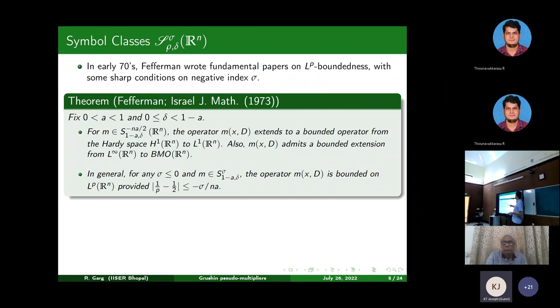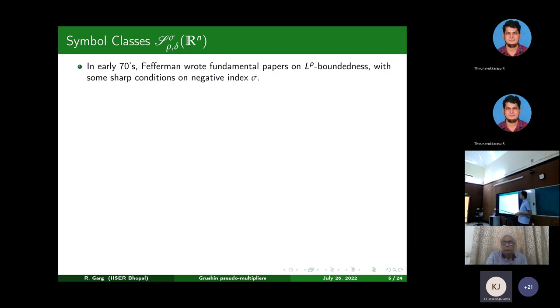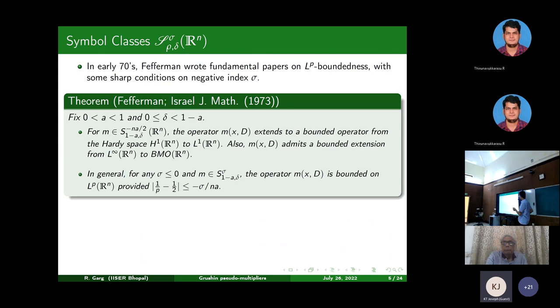If you look at it, just treat it as S rho delta, where I'm writing rho in other notation as 1 minus a, and this prescribes the decay of sigma to be minus na by 2. Then he proved that if one starts with this kind of symbol condition, then the operator extends boundedly not only on all LP, but also on the endpoints L infinity BMO and H1 L1. And in fact, LP boundedness comes as just the interpolation of these.